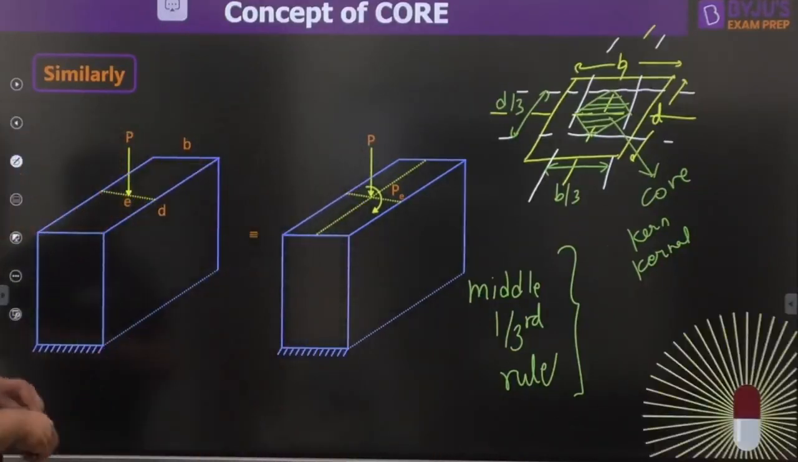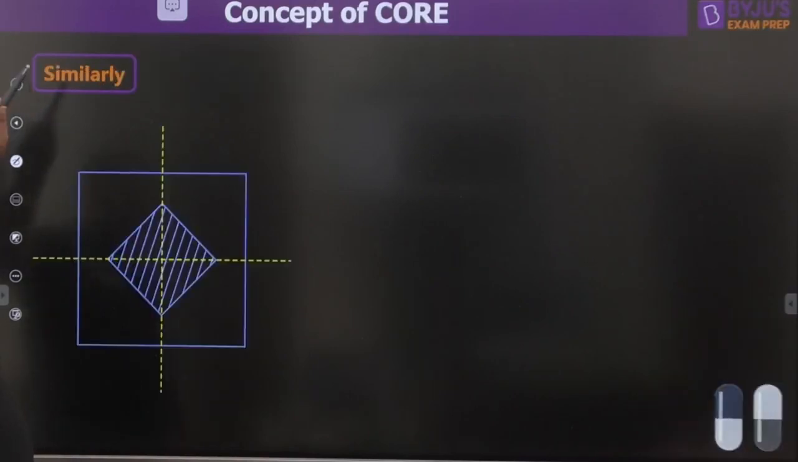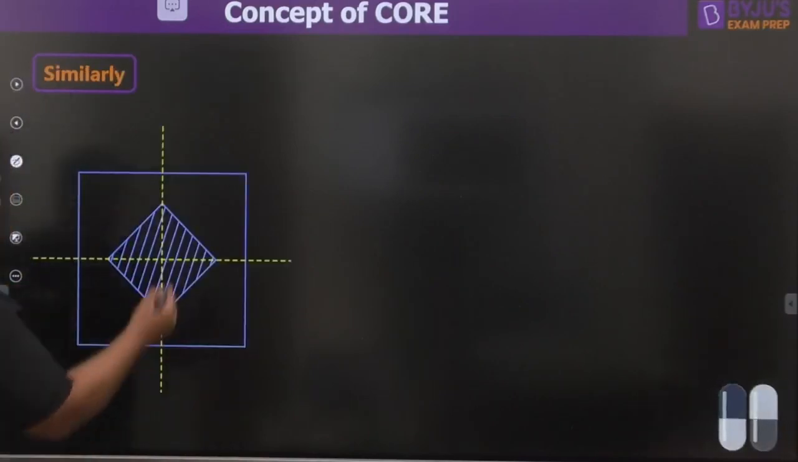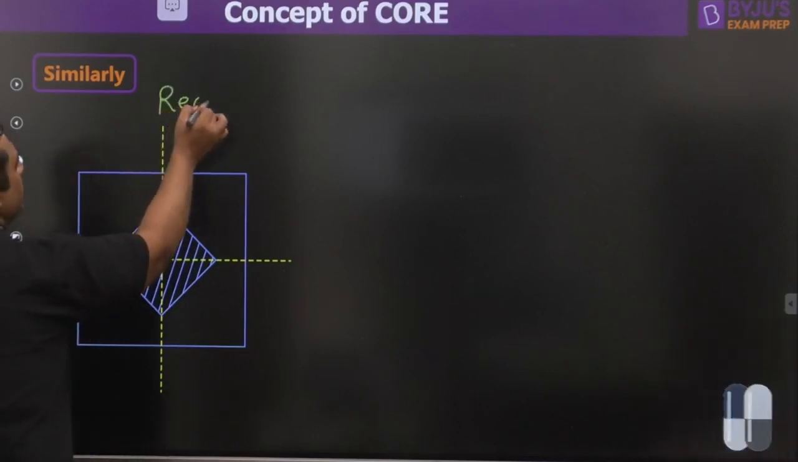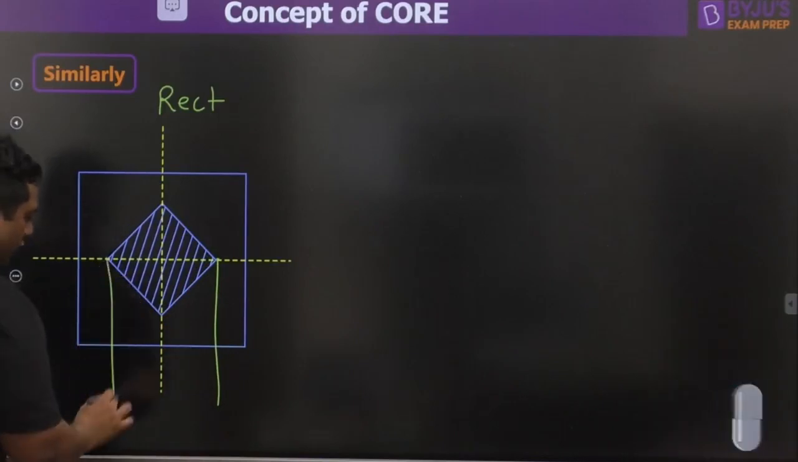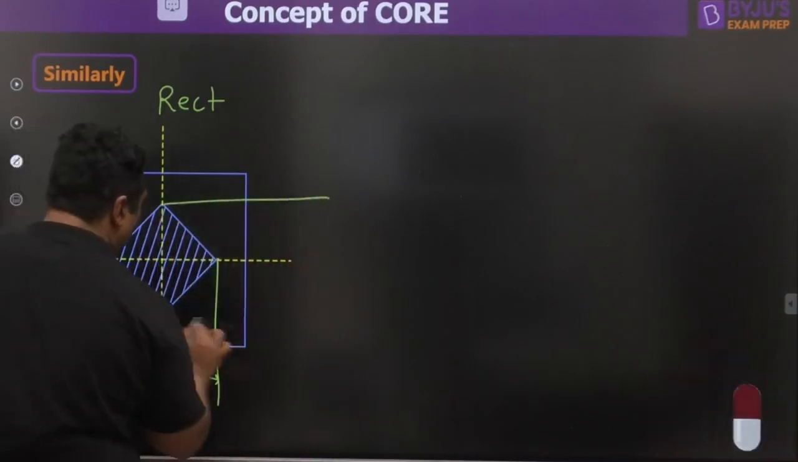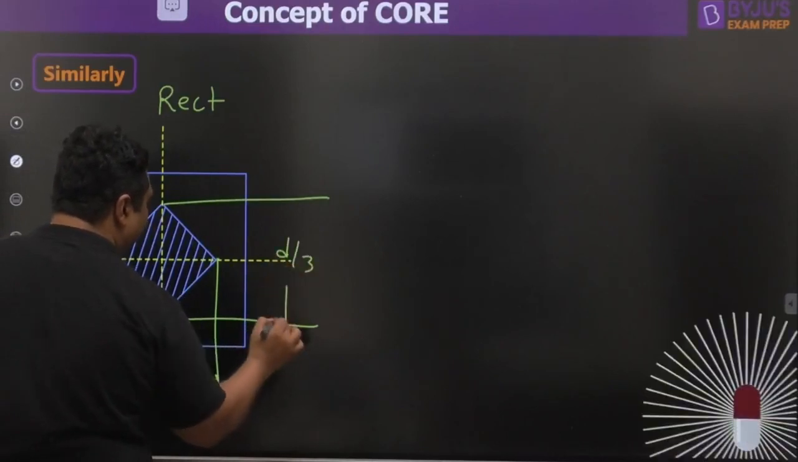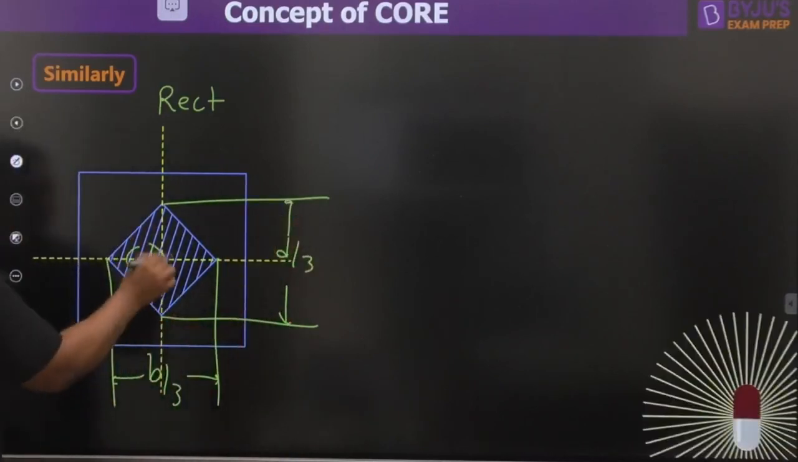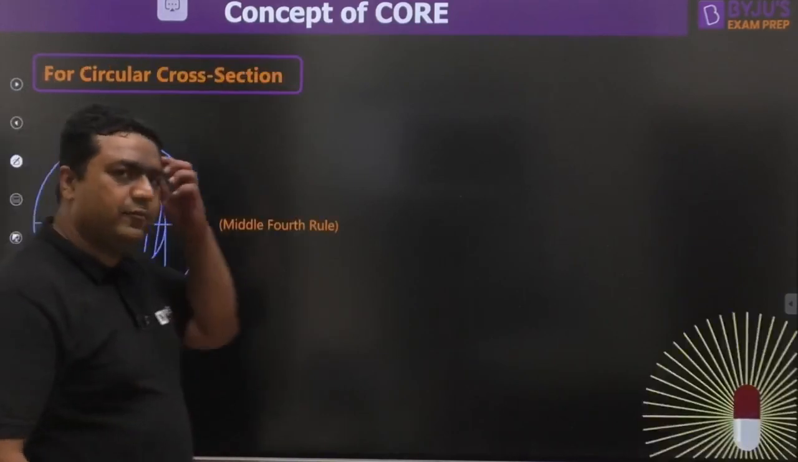The same kind of concept we can also have in case of the circular cross section. We have seen this was the rectangular cross section. I am showing you again: this distance was B by 3 and this distance was D by 3. This is the core.